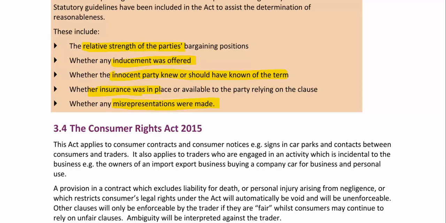So it's up to the party relying on the clause to show that, on the balance of all these factors, their clause was reasonable.